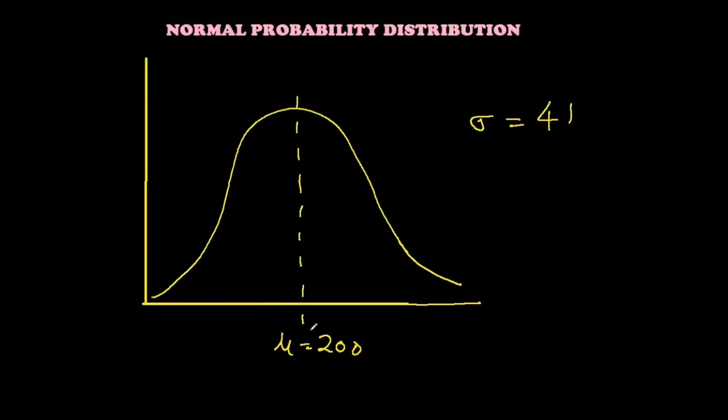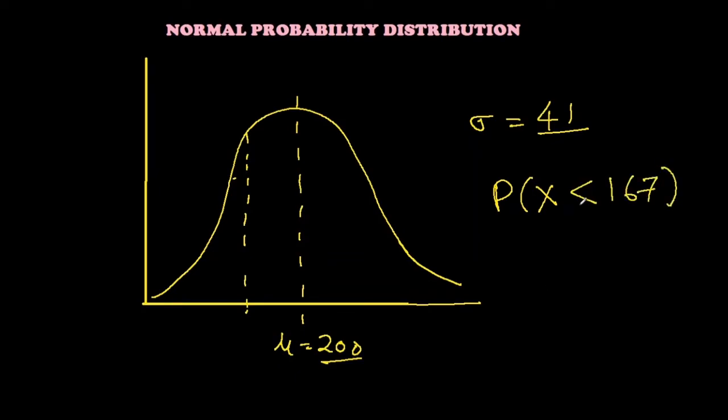Okay, here is an example where the mean is 200 and the standard deviation is 41. I want to find the probability that x, the variable, is less than 167. If you notice, I've not written the equal mark here. Since normal distribution is for continuous data, whether we write equal to or not doesn't make any difference. It makes a lot of difference when we use normal distribution for discrete data. So from now onwards, I will use less than.